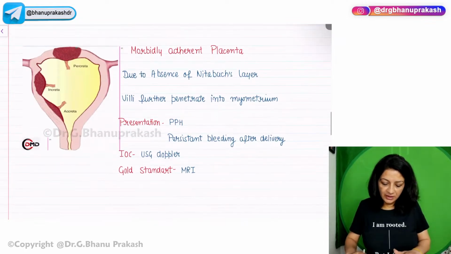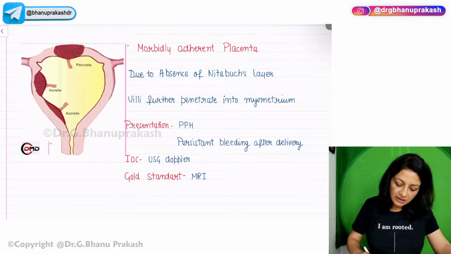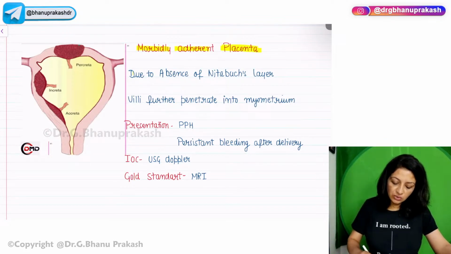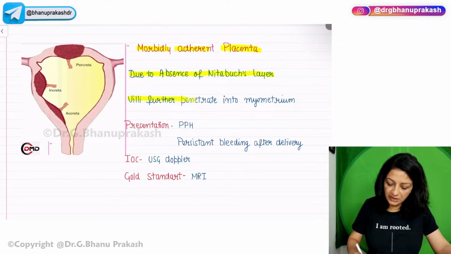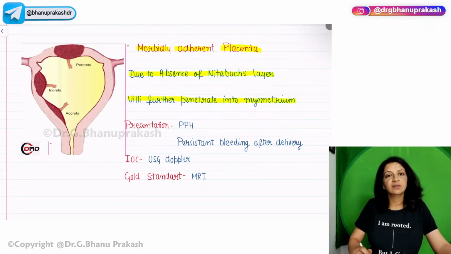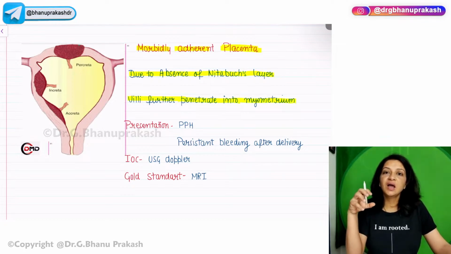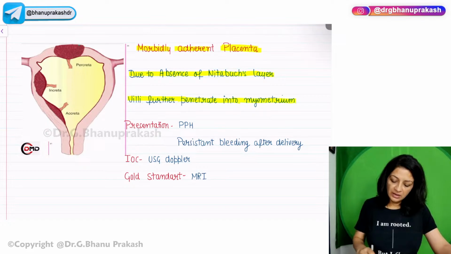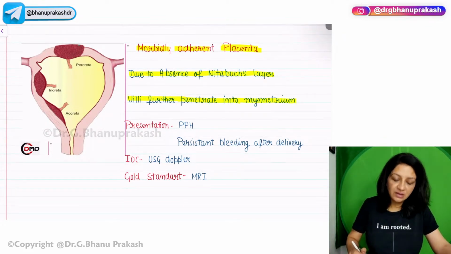So अभी हम पढ़ रहे हैं abnormalities of placenta. So next one is morbidly adherent placenta. Means due to the absence of Nitabuch layer. अगर Nitabuch layer नहीं होगा, then villi further penetrate into myometrium. Normally जो trophoblastic या villi है ये penetrate करेंगे up to the endometrium. Okay, so if they penetrate into the myometrium, that is called as morbid adherent placenta.